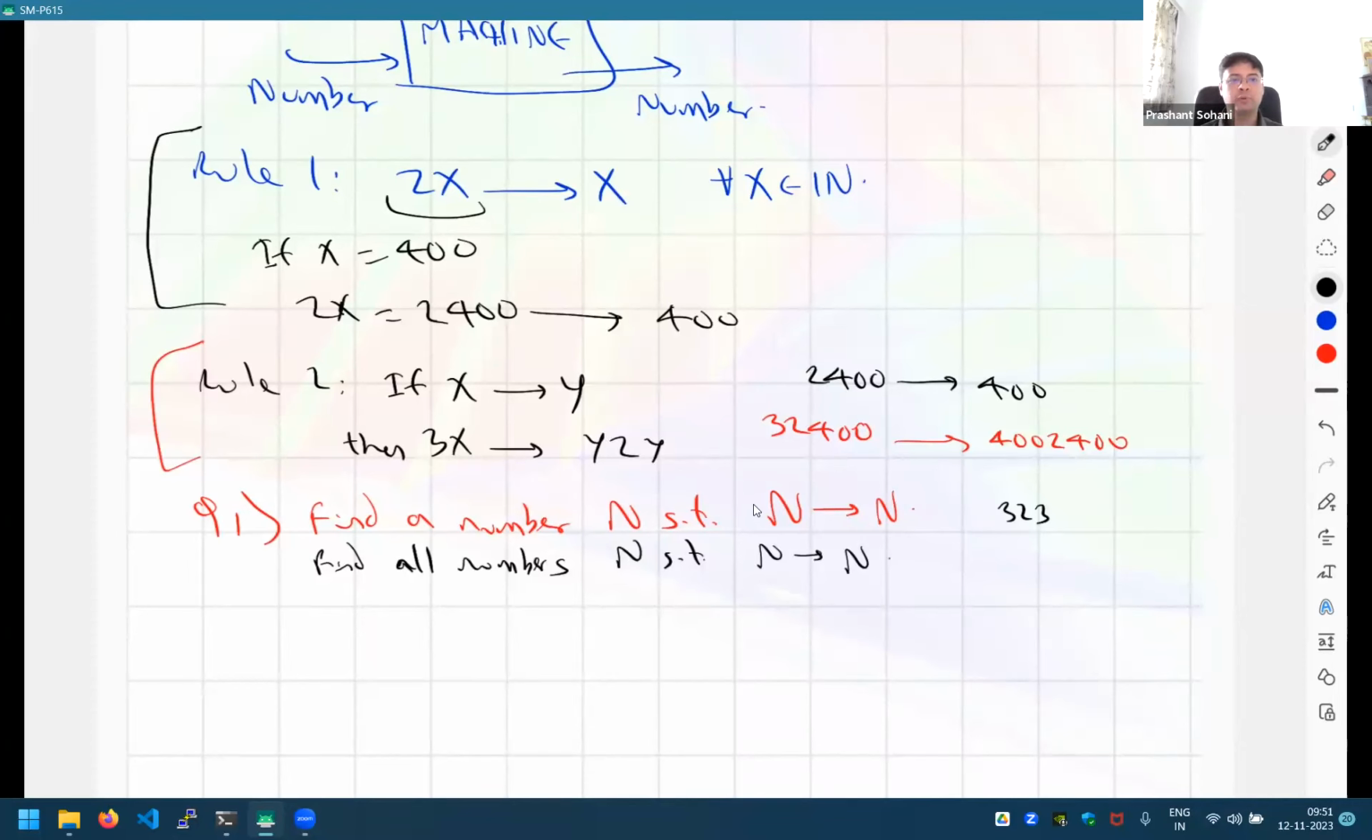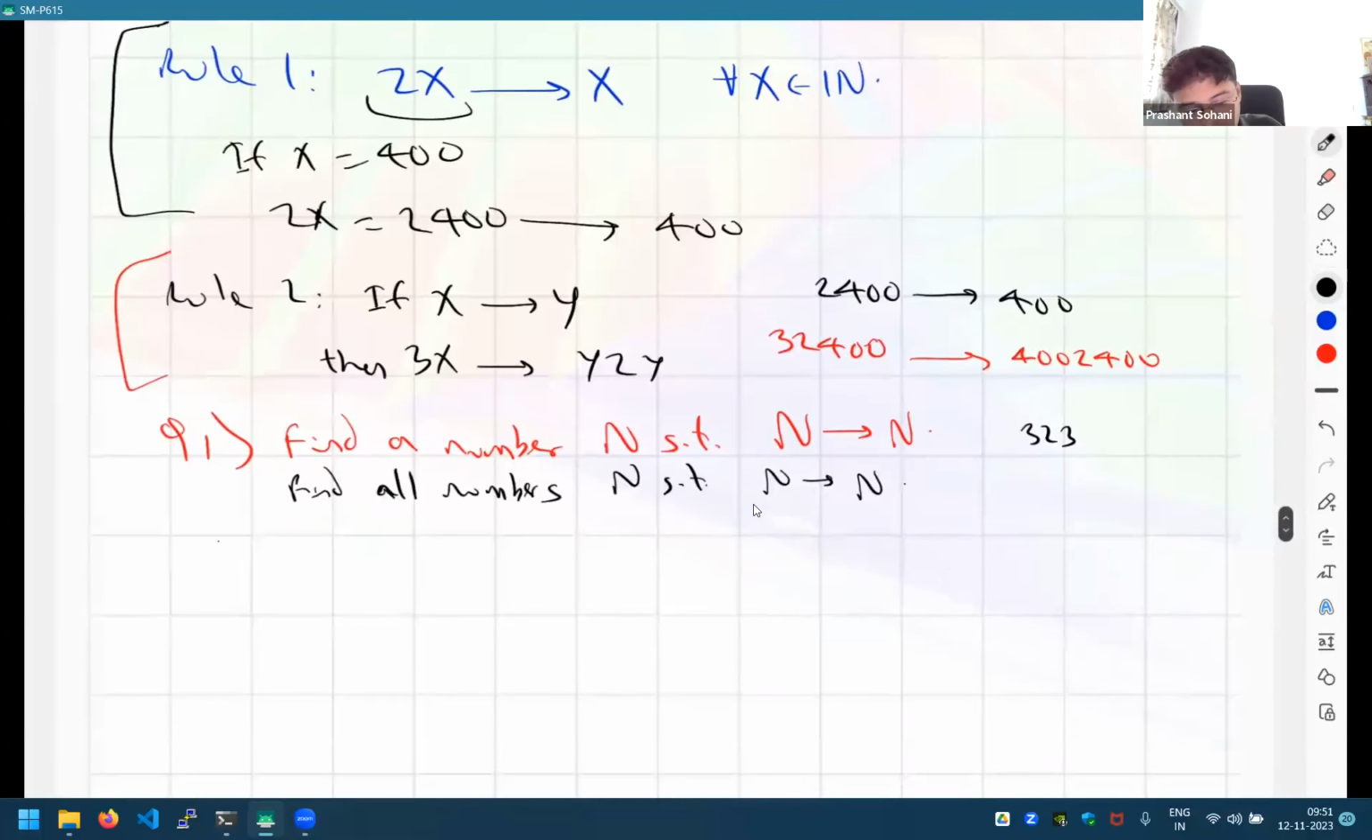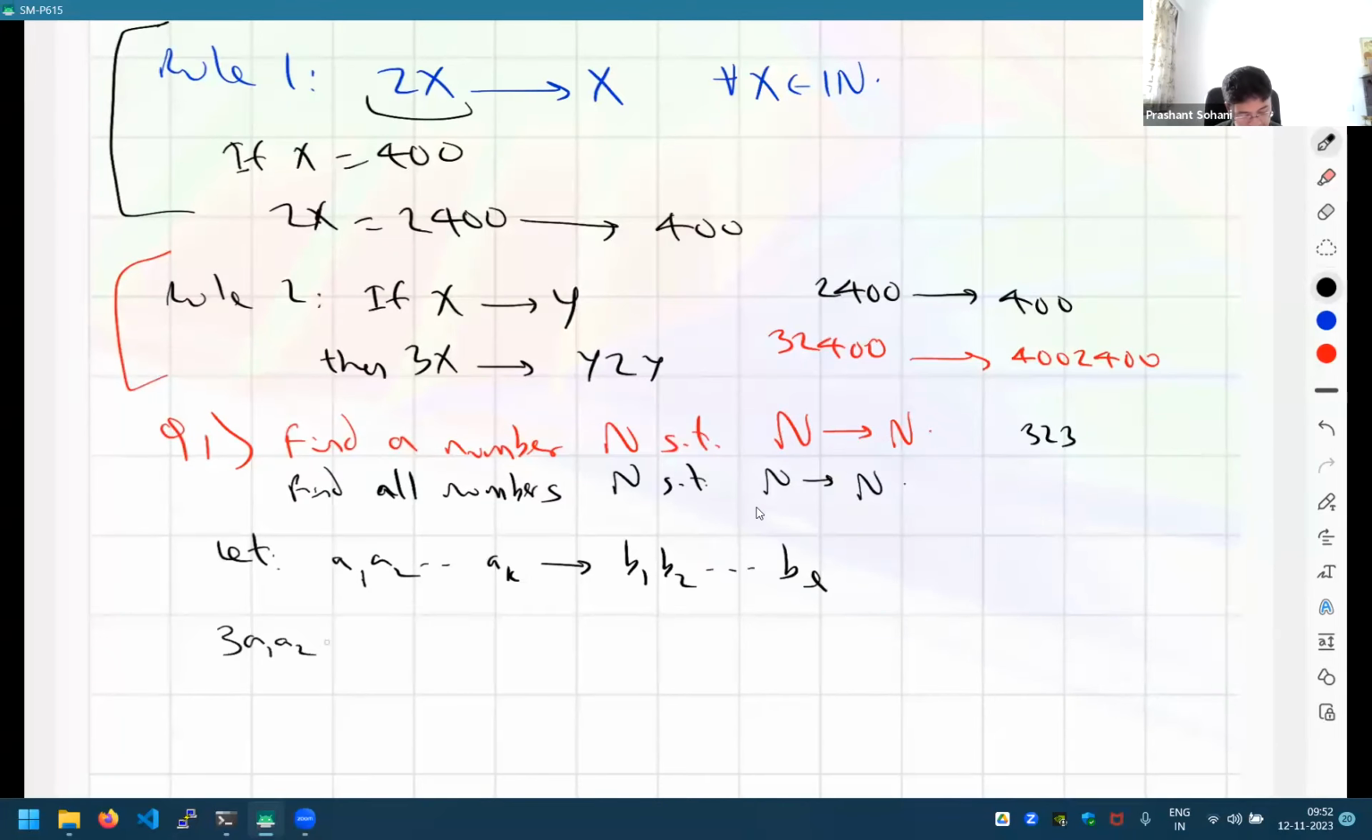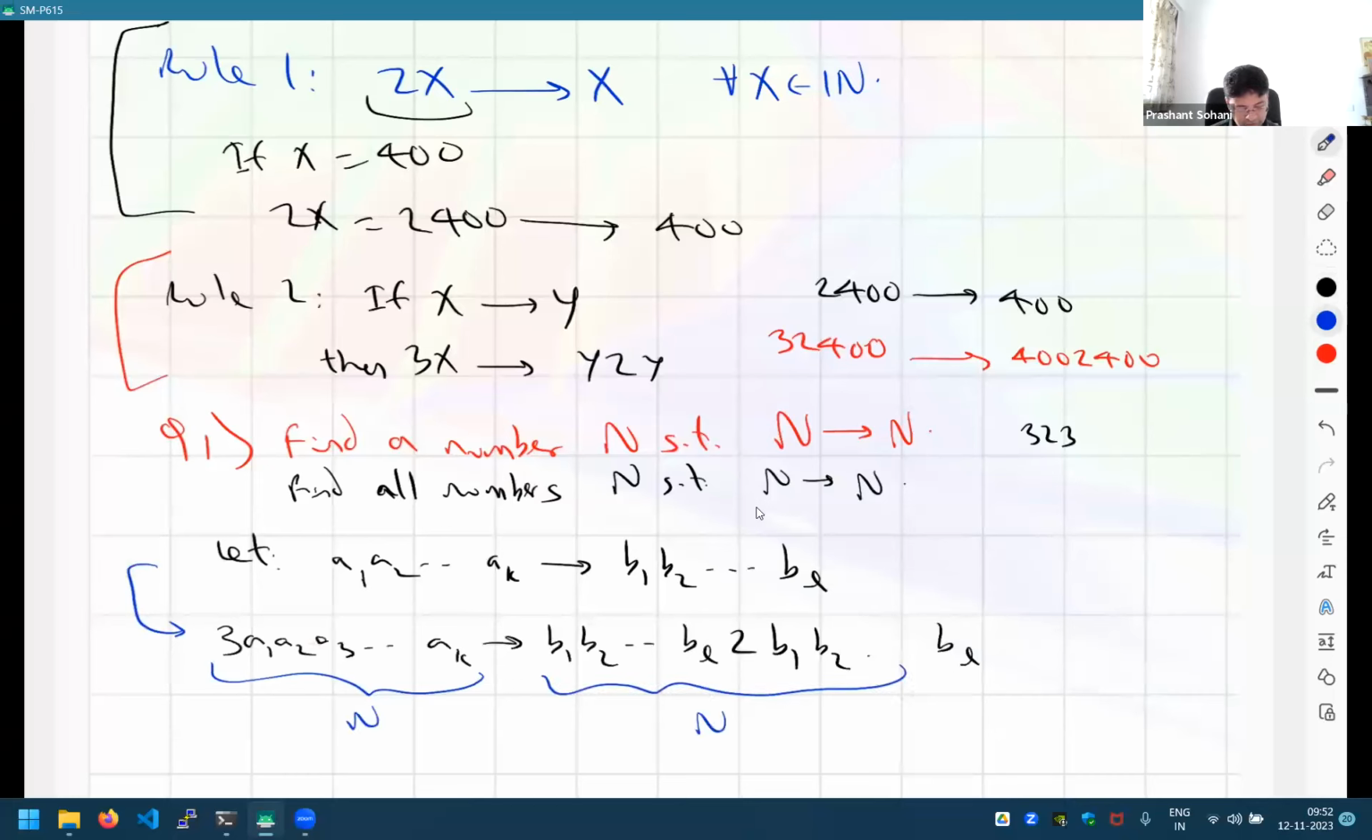Okay. So in other words, just before the rule two is applied, so let us say that there is a first string A1, A2, up to AK, let us say. And this is generating B1, B2, up to BL. And now to this, if you apply rule 2, we will get that 3 A1, A2, AK will generate B1, B2, BL, followed by 2, followed by again B1, B2, BL. Okay. So we are assuming that this is the last step before. So in other words, this number is identical to itself. That is what we are assuming. They are both equal.